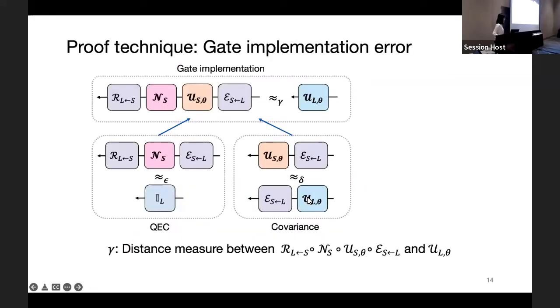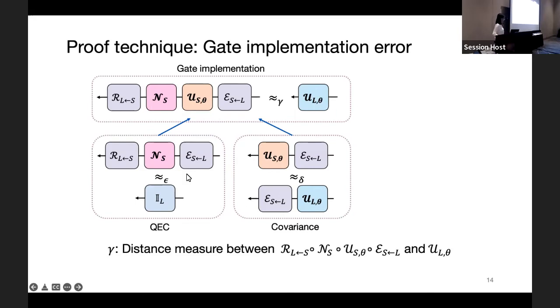So in order to prove the second type of trade-off relations, we use a completely different technique called gate implementation error. So by gate implementation error, I'm actually considering the composition of encoding, physical gate, noise, and recovery. So when the code is exactly error correcting and exactly covariant, such a composition of these 4 channels is going to give us a logical rotation with respect to theta.